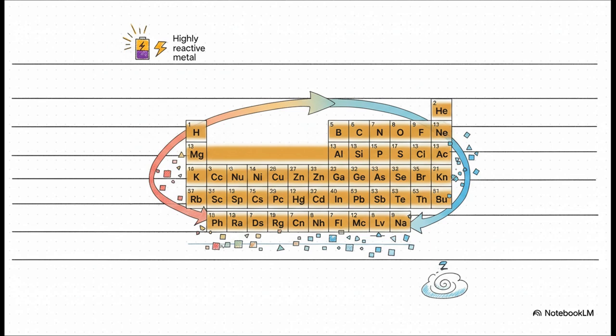You start your journey way over on the left with something like lithium, a super reactive metal, and by the time you get to the end of the row on the far right, you've arrived at something like neon, a totally chilled out non-reactive gas. It's this smooth, predictable change, and it happens in every single row.